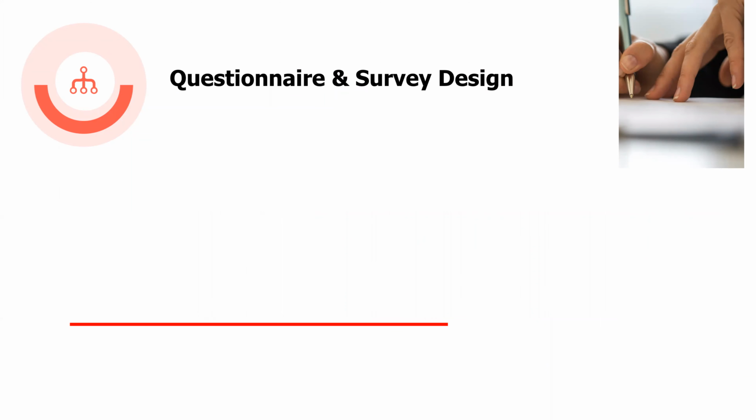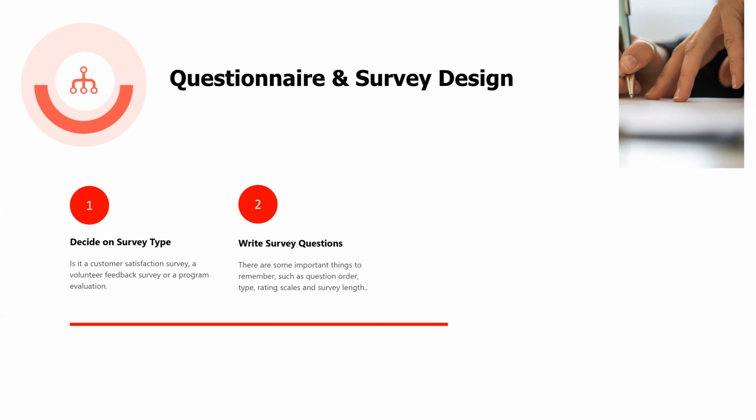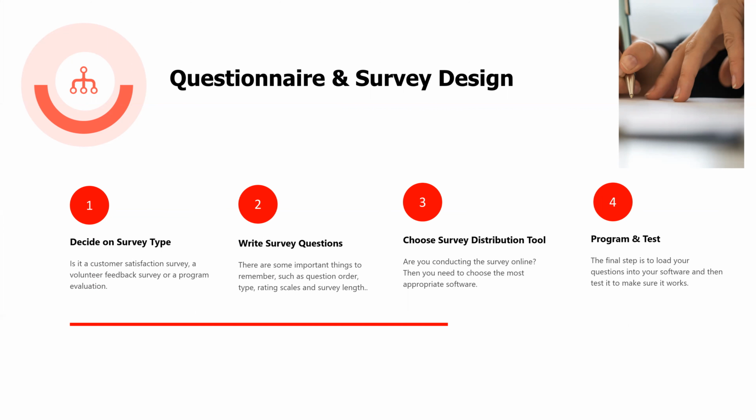There are several steps you need to go through to design your survey questionnaire. Firstly, you need to decide on the type of survey that you're running. Is it a customer satisfaction survey, a volunteer feedback survey, or a program evaluation? Once you have done this, you can start writing your questionnaire. There are some important things to remember, such as question order, type, rating scales, and survey length. Next, if you're conducting the survey online, you need to choose the most appropriate software. And finally, once you've done that, you load your questions into the software and then test it to make sure that it all works.